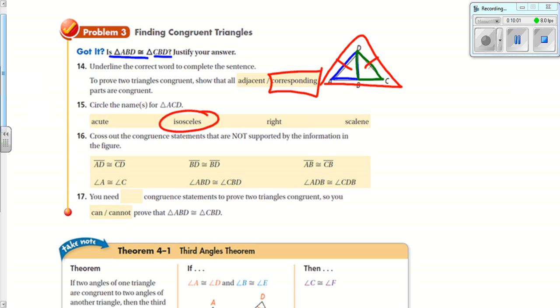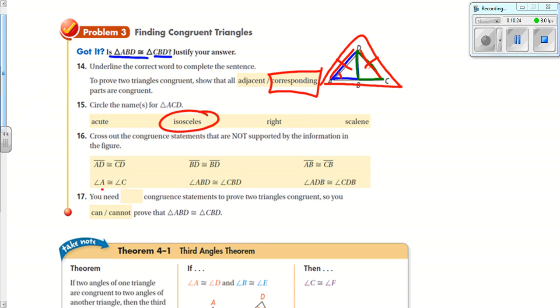Number 16 says cross out the congruent statements that are not supported by the information we're given. So things that we can't tell already. The first one says AD is congruent to CD. Is that true? Yes, here's AD, here's CD. They have the marks, they are congruent. That is good. Let's take a look at the next one, angle A and C.